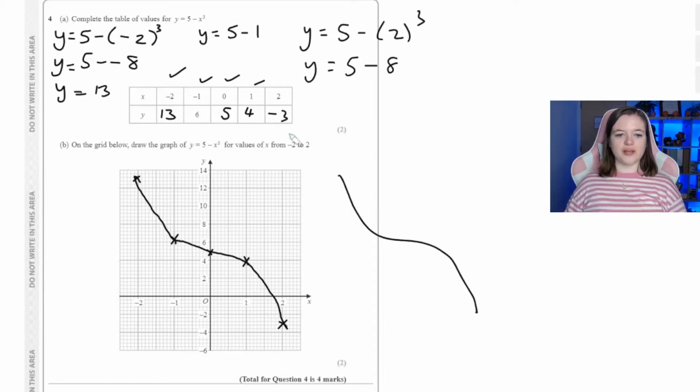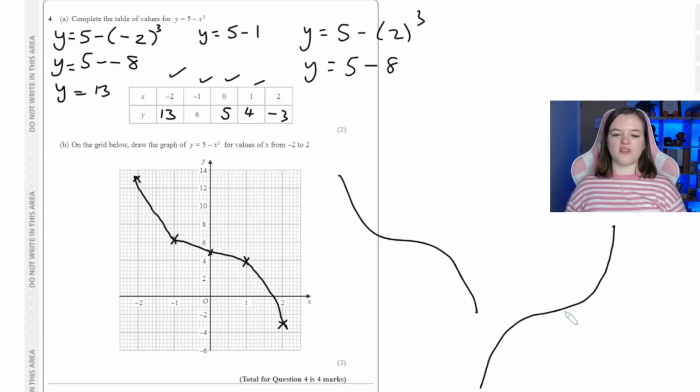If you've got anything with x cubed in it in your equation, it looks either something like that or something like that, as a positive cubic. So if this was like y equals 5 plus x cubed, it looks like this. 5 minus x cubed looks like this, as it did. So yeah, that's question 4.